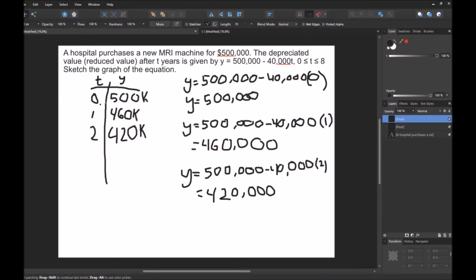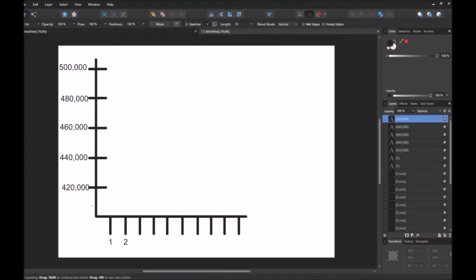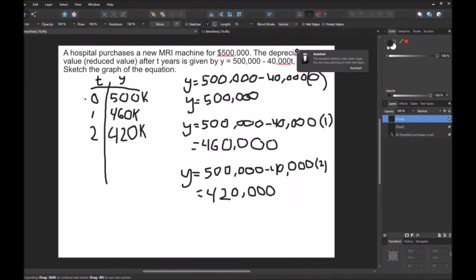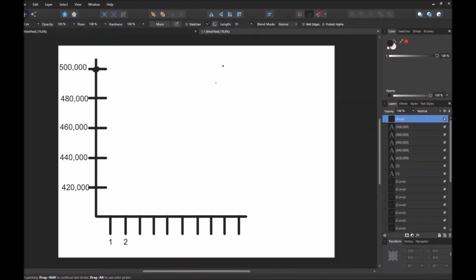So at 0 years, our value is 500,000. So right here at 0, we go all the way up to 500,000. We draw a circle. Then at t equals 1, we go up to 460,000. So we go here. And at t equals 2, we go to 420,000.